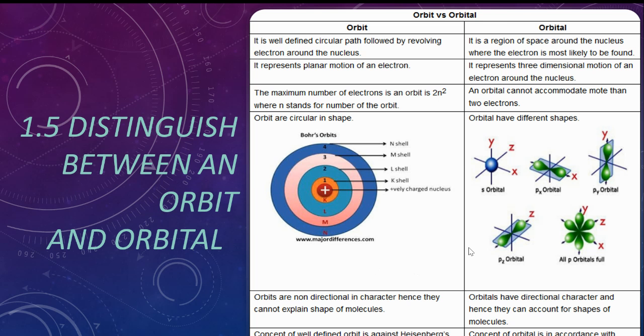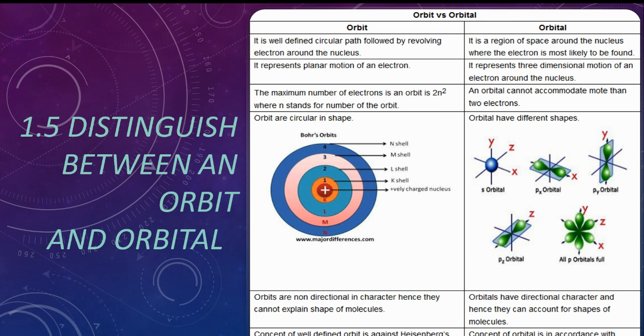Whereas here each orbital can accommodate only 2 electrons. That's what we learn in the spin quantum number. Each orbital can accommodate only 2, one rotating in the clockwise direction, another rotating in the anti-clockwise direction, represented by an up arrow and a down arrow. Now, we'll move to the next point.